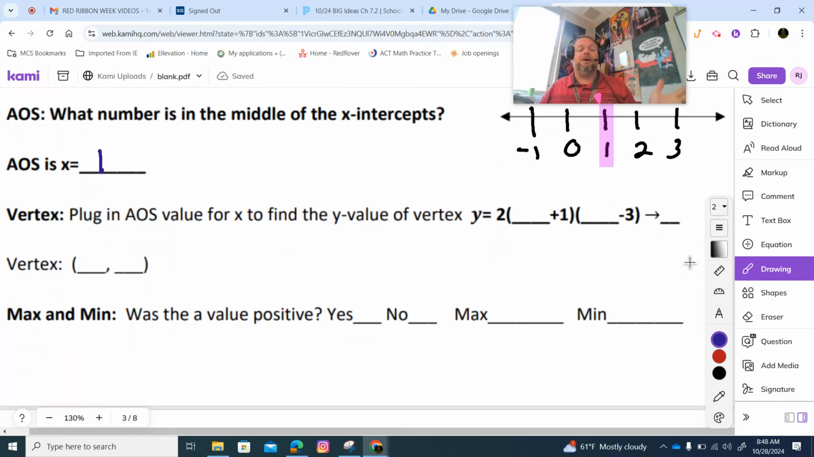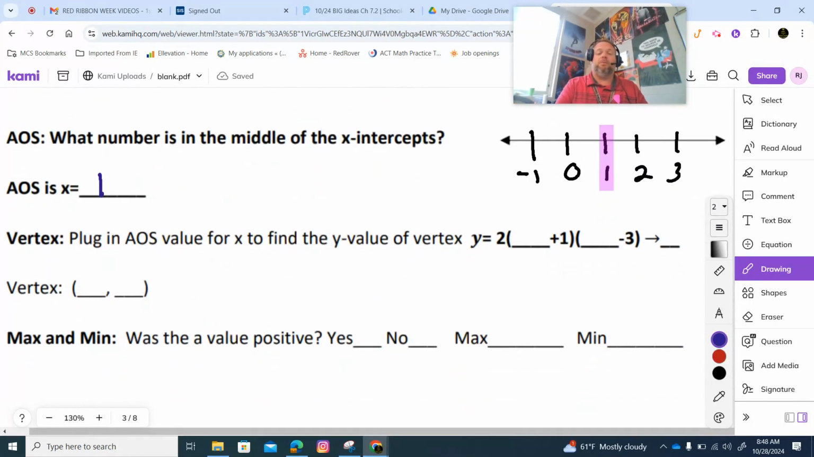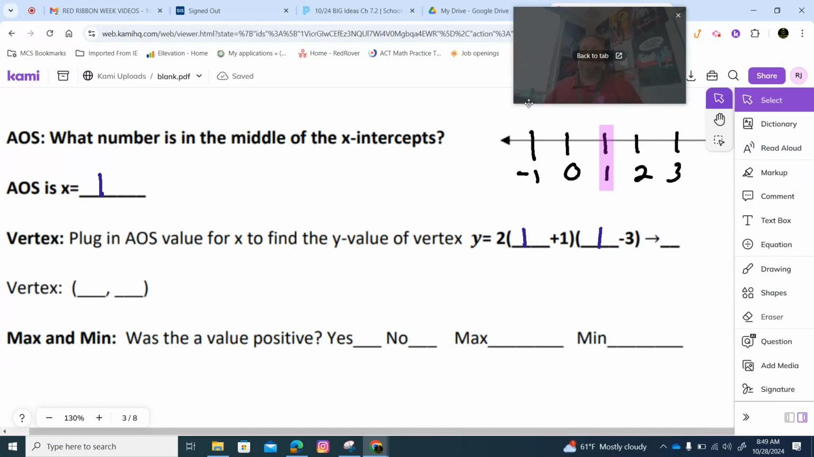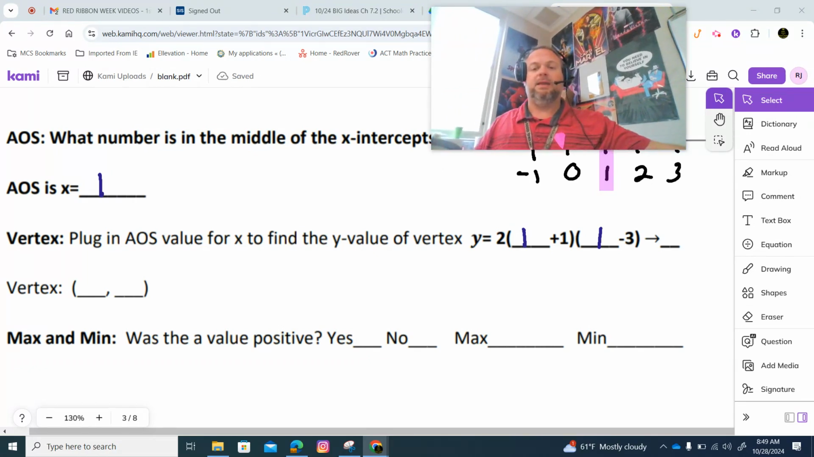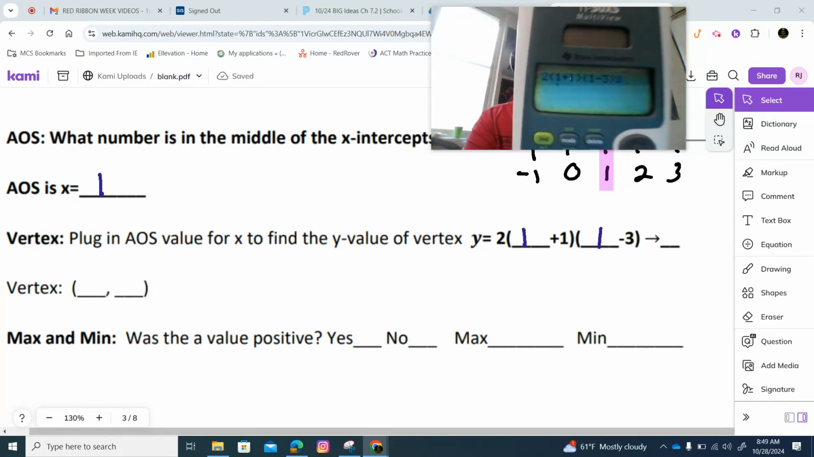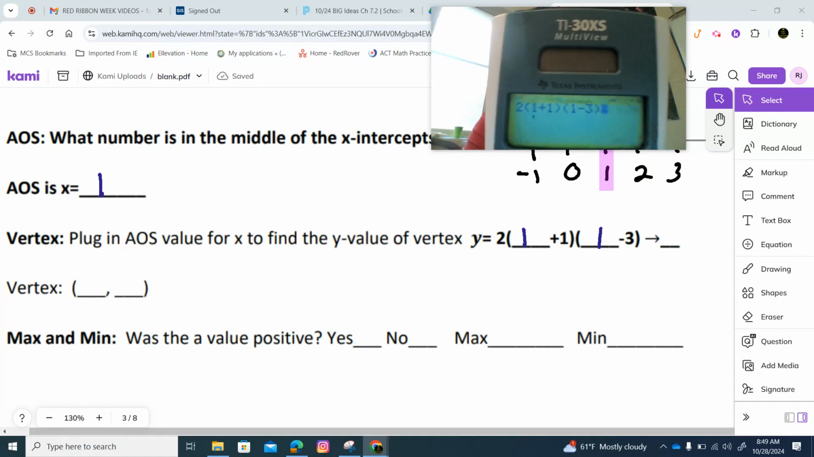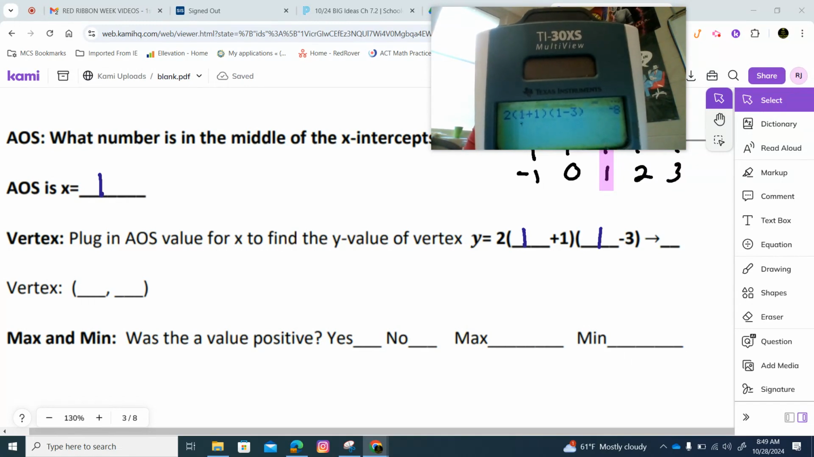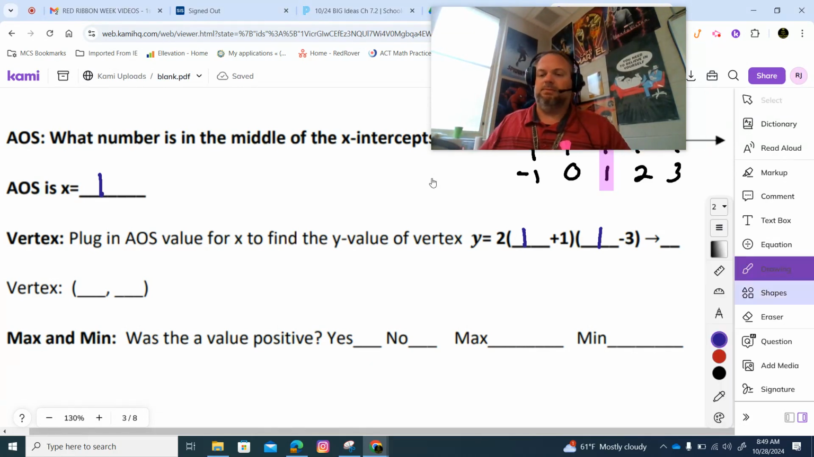Now, vertex. We're going to plug our AOS value in for x to find the y value. So everywhere we saw x in our original problem, we're going to plug in 1. All right, so now I'm going to plug this in to my calculator, and plug it in like this. And see what I get. Negative 8. So my y value is negative 8. So my vertex is (1, negative 8).